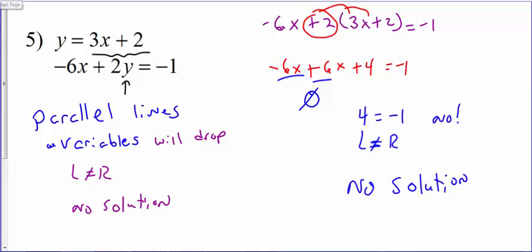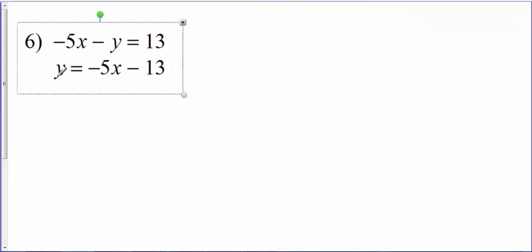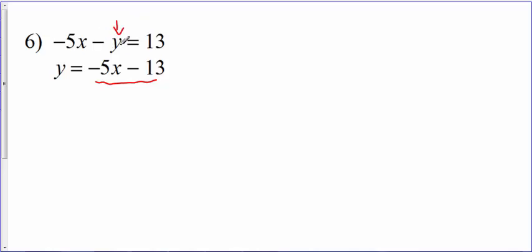So let's look at the next example. Again, we have a slope-intercept form and a standard form, and we're going to solve this by substitution. That's the way that leads to the easiest resolution. So let's look at substituting negative 5x in for y.